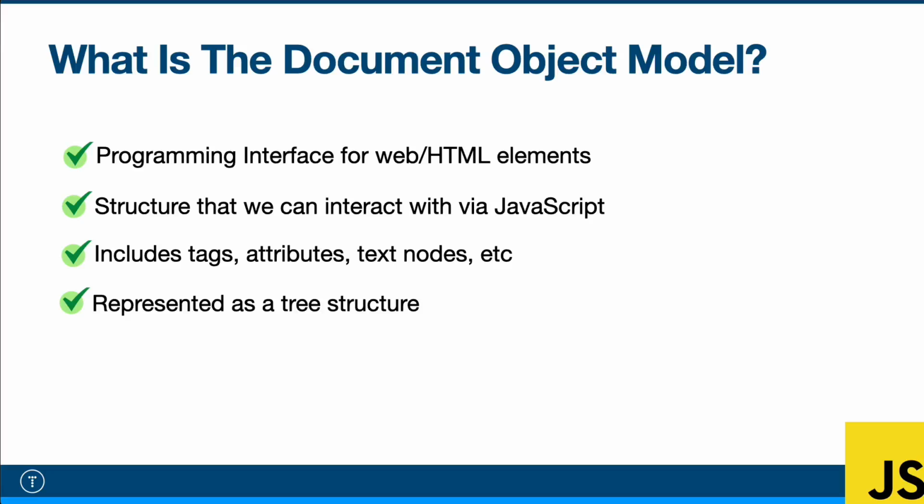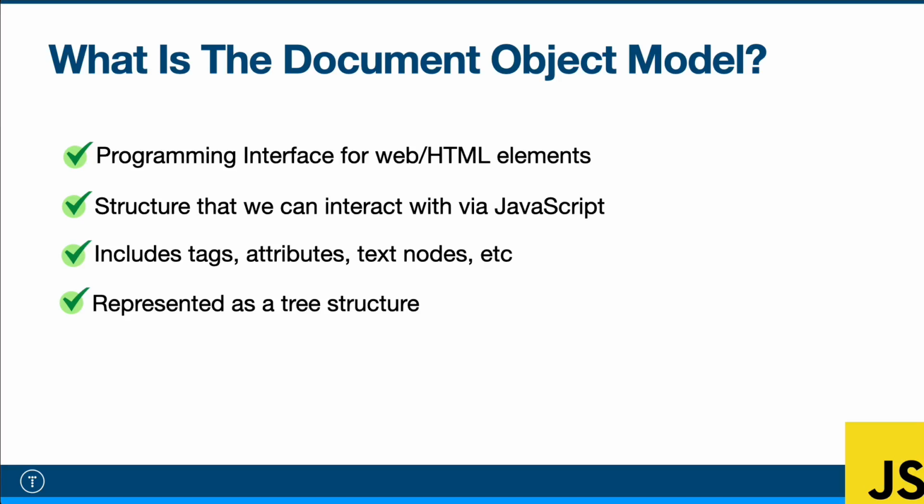Okay, so now we're going to jump into the document object model, and we're going to spend half this video in some slides and trying to give you a visualization of the DOM, and then I want to jump into some code and we'll look at the window object, which has a child object called the document object. Now, as far as what the DOM is, it is essentially a programming interface for web or HTML elements.